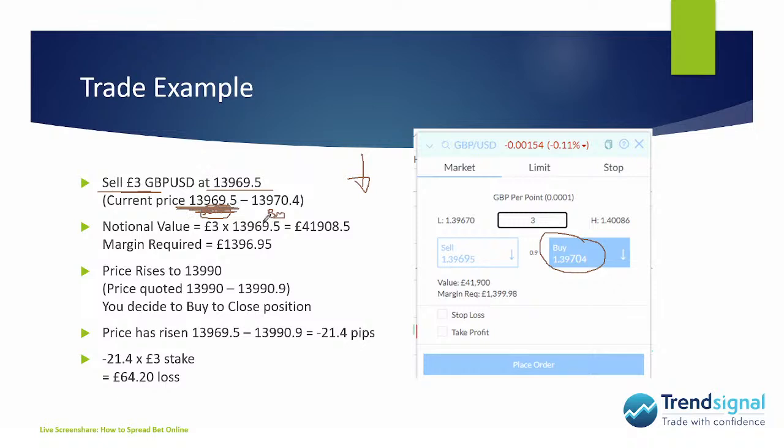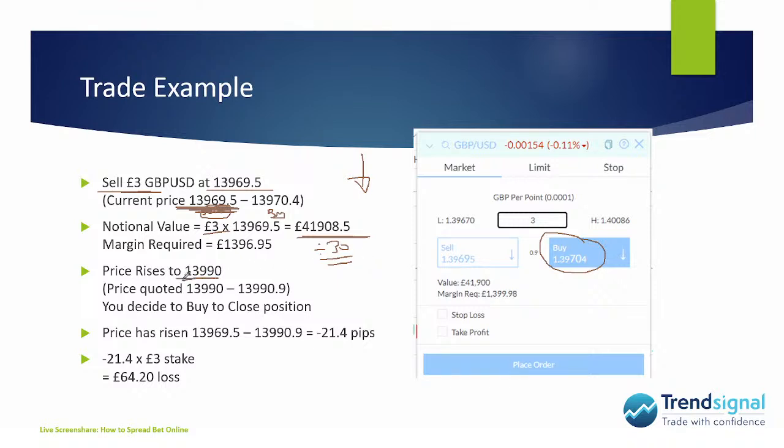The notional value for that will work out in the same way. Times it by 3 gives us that value. The margin requirement is that value divided by 30. That's the margin requirement, or times it by 3.3333%, whatever you want to do.